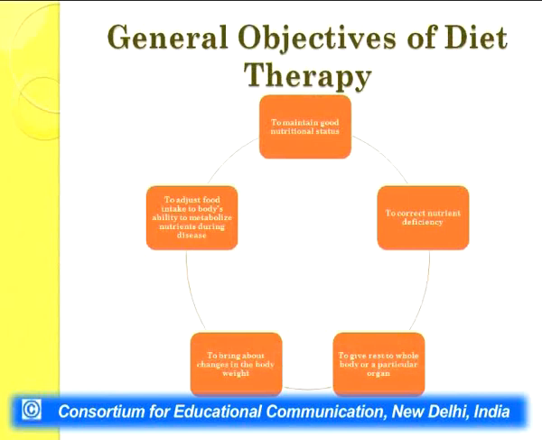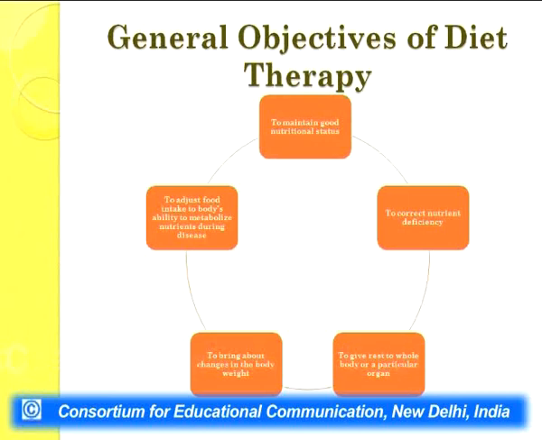Then the second objective is to correct nutrient deficiency. In some cases nutrients are lost. For example, in very high fever the caloric requirement of the patient is increased, and in that case the patient must take an extra amount of calories. In other diseases, like tuberculosis also, an extra amount of calories and protein are required by the patient.